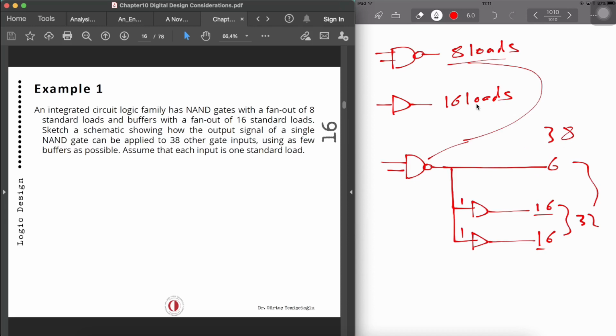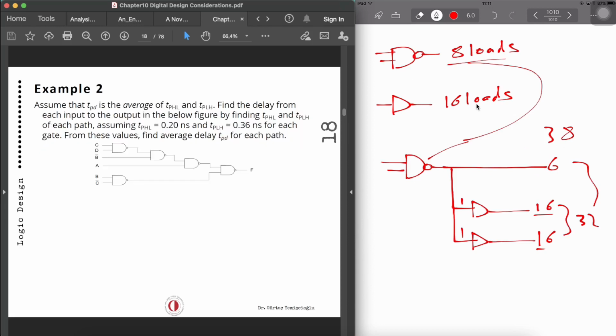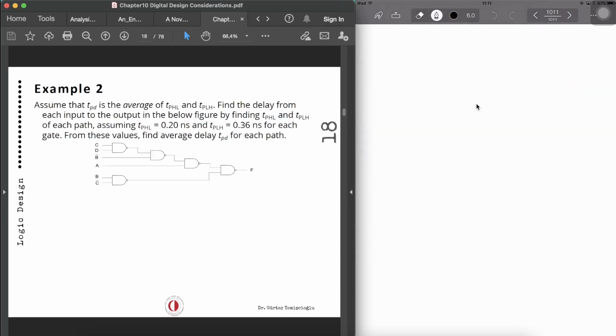Okay, another example that we can consider is the propagation delay example. Assume that the average propagation delay is given with tPHL, high to low, and tPLH, low to high transition. Find the delay from each input to the output in the below figure by finding the tPHL and tPLH for each path, assuming tPHL is 0.20 nanosecond and tPLH is 0.36 nanosecond for each gate. And from these values, find the average delay tPD for each path.